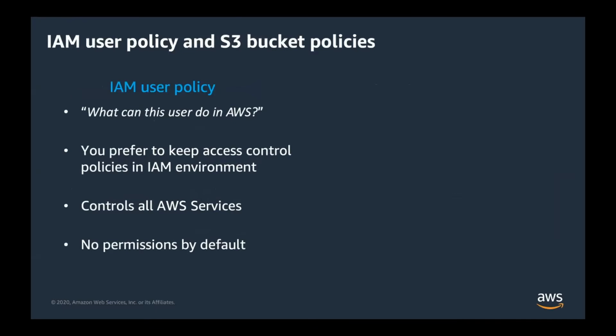And identity and access management is based off of things like user policies, which is essentially a JSON document that describes the permissions a user has to do something on AWS. So the common way to look at it is what can this particular user do within an AWS environment. It enables you to control access to all AWS services.